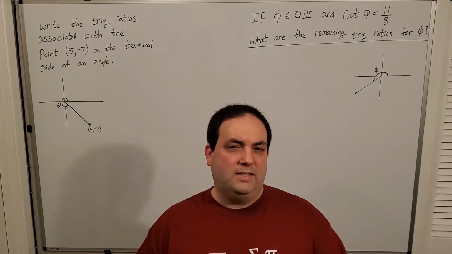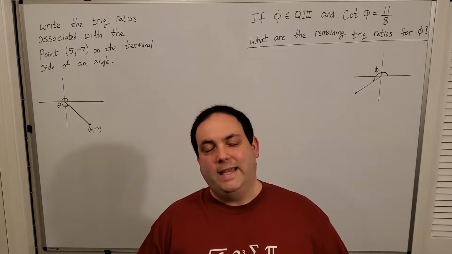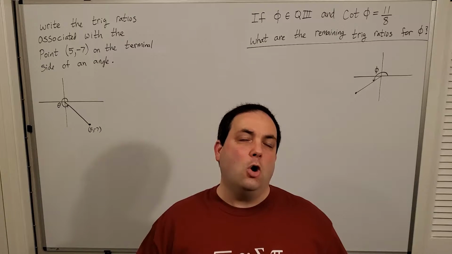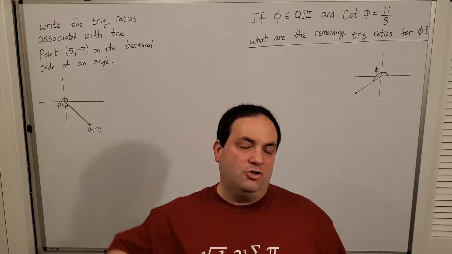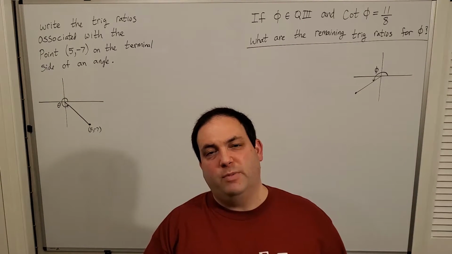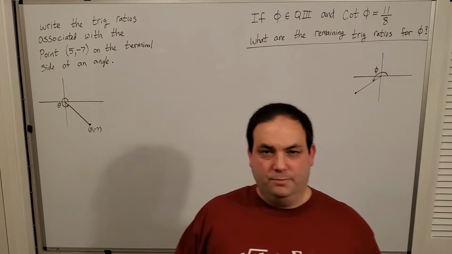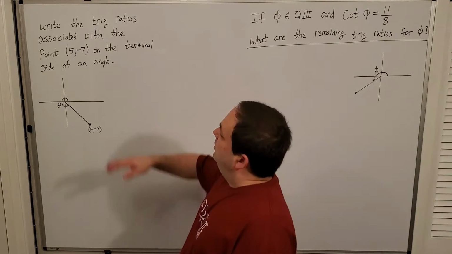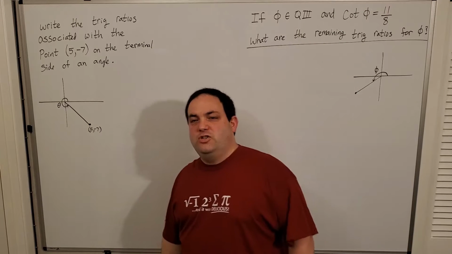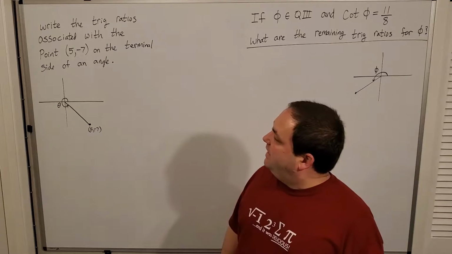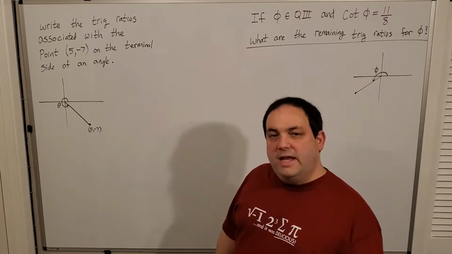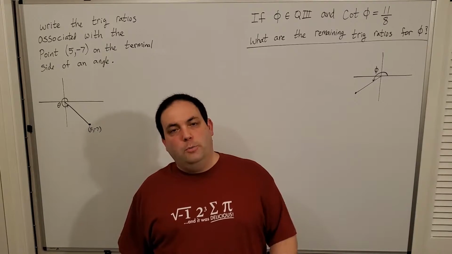Let's do a couple of examples related to picking a point or already knowing some trig information to get the rest of the trigonometry that we've been talking about in the last few lectures. So, write the trig ratios associated with the point (5, -7) if (5, -7) were on the terminal side of your angle.